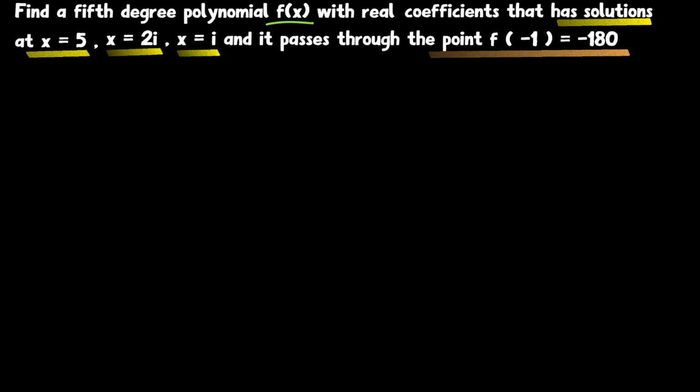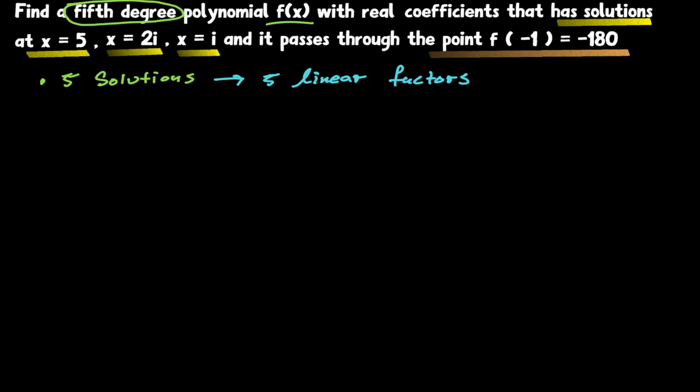Our polynomial f of x, we want it to be of the fifth degree. So if we want a function to be of the fifth degree, we need to identify 5 solutions, because we want to identify the 5 linear factors that we can use to identify this function. But within the description, we are being given 1 solution, 2 solutions, 3 solutions. So let me write them down: at x equals 5, at x equals 2i, and at x equals i. So we are missing 2 solutions. How are we going to get those solutions?